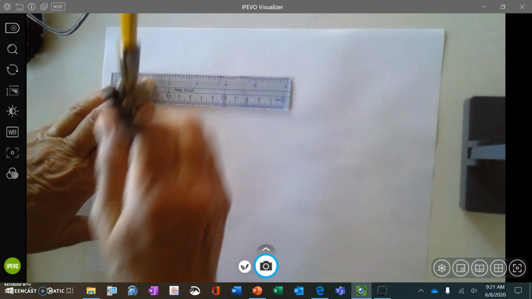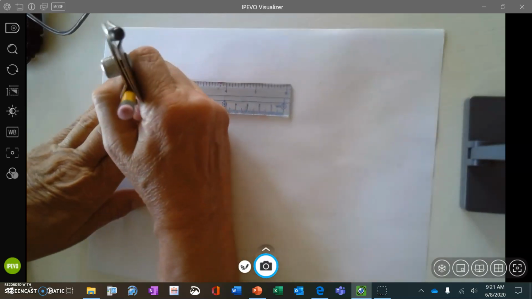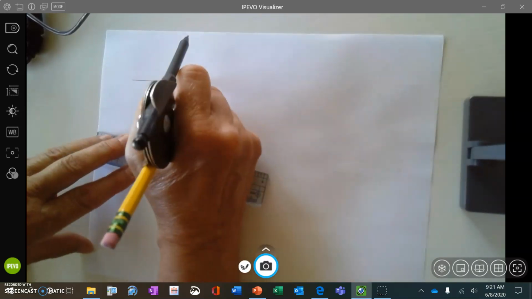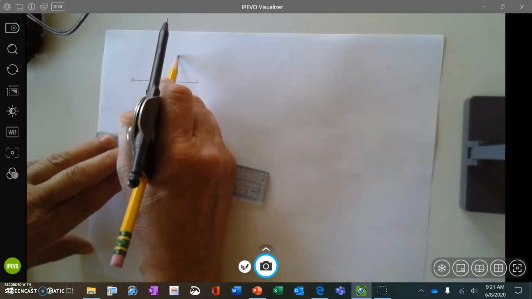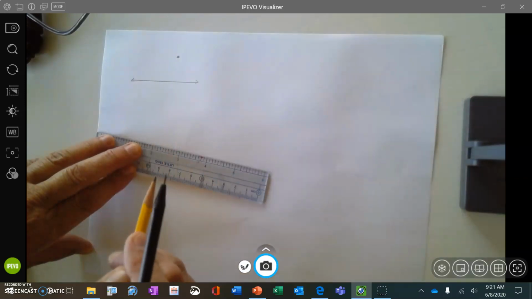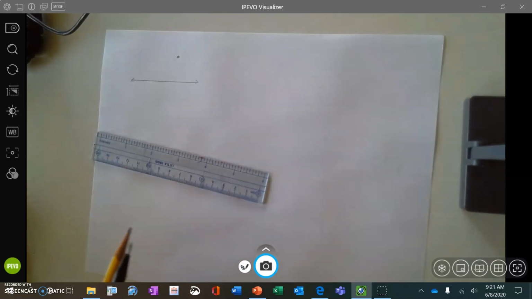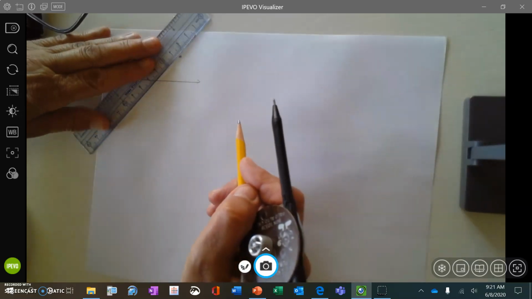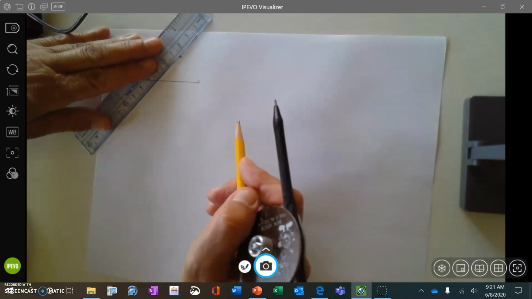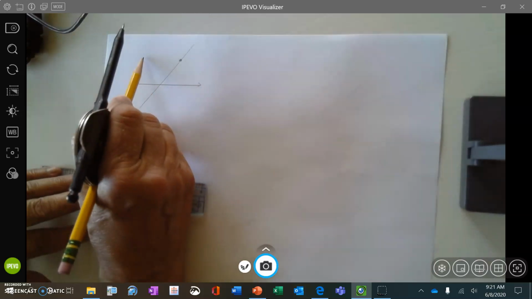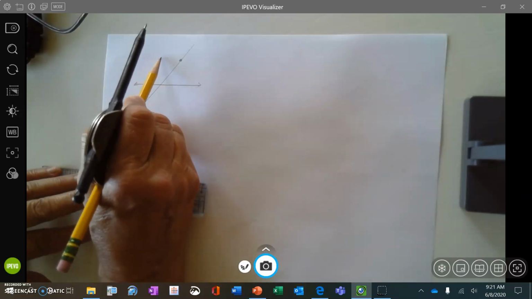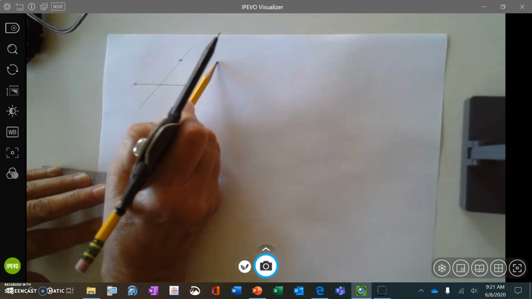So I have one line here, and I want to create another parallel line that goes through that point up there. So through that given point, I create what's going to be my transversal. And in my mind, I think, where is that parallel line going to be? It's going to be about there.